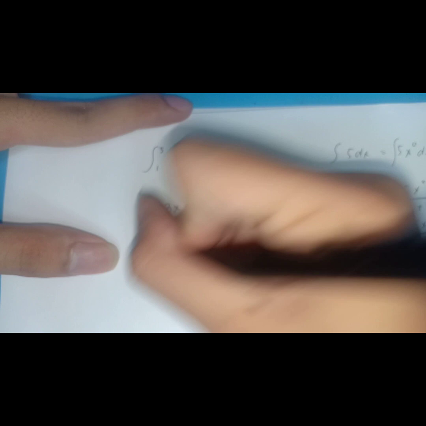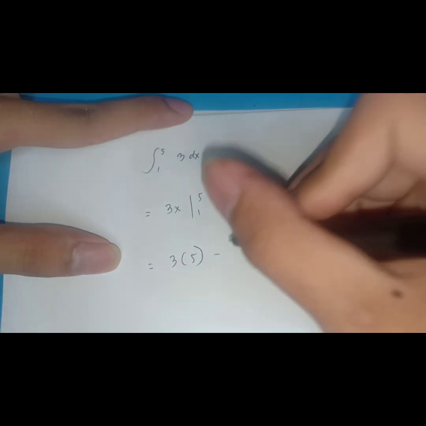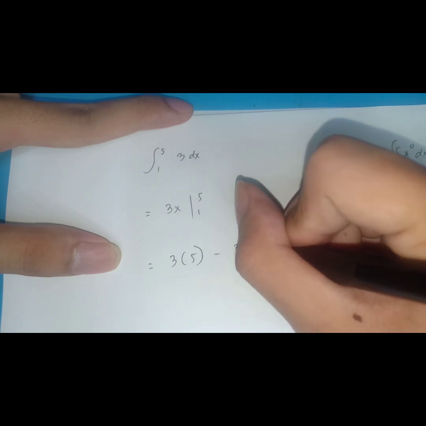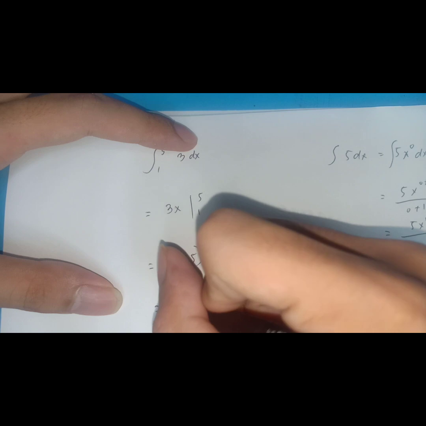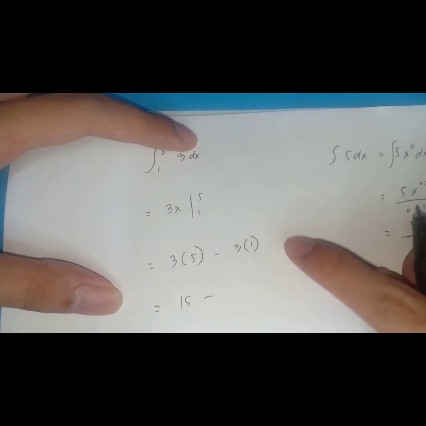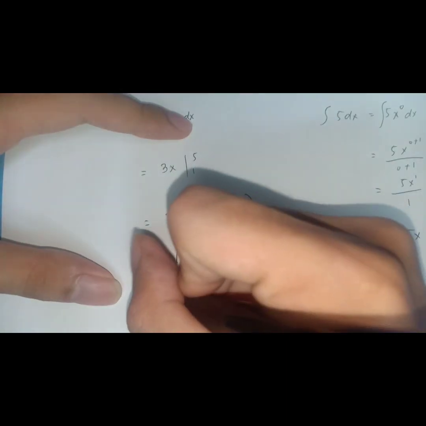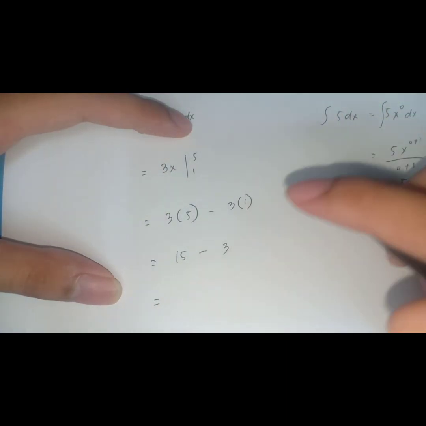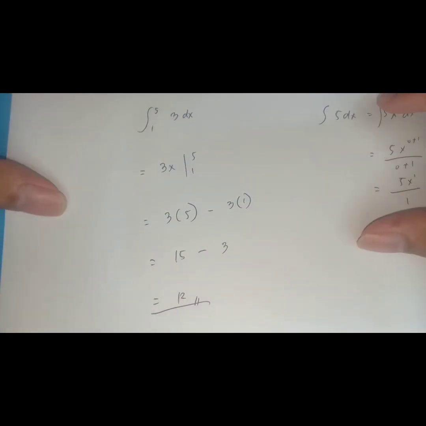So it will be like this: 3 times 5 minus 3 times 1. So 3 times 5 is equal to 15, 3 times 1 is equal to 3. So we are going to have 15 minus 3 is equal to 12. So that's our answer.